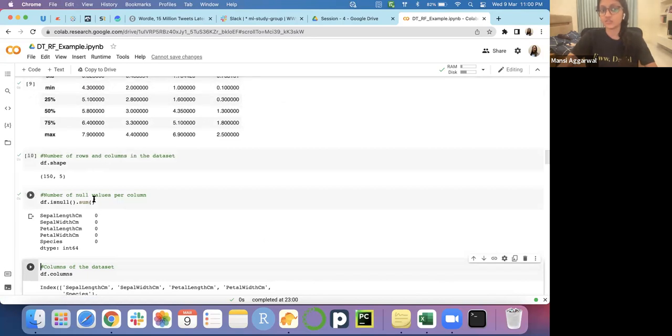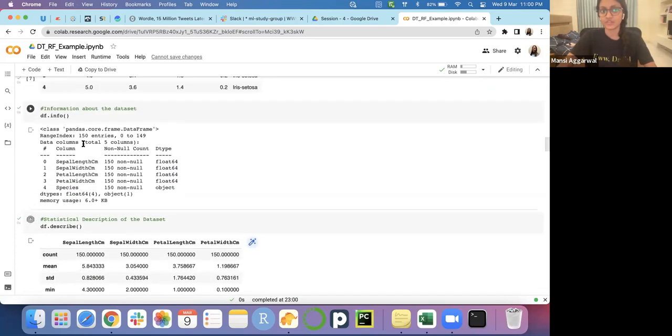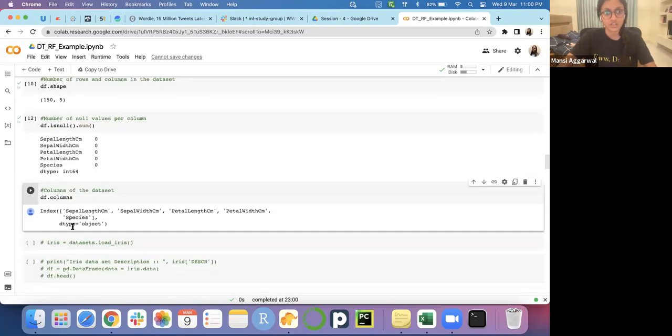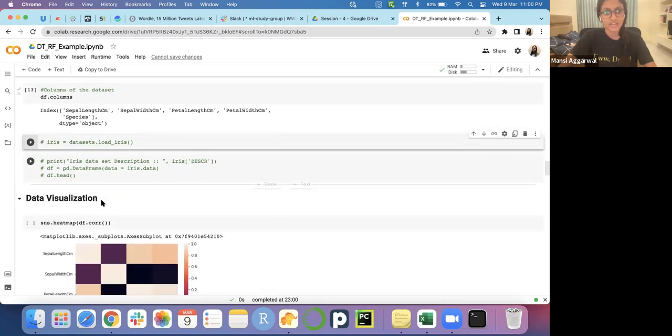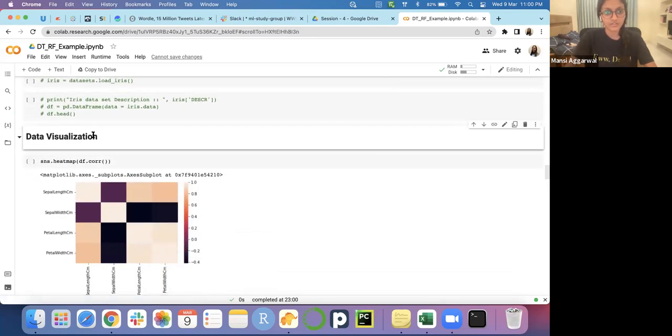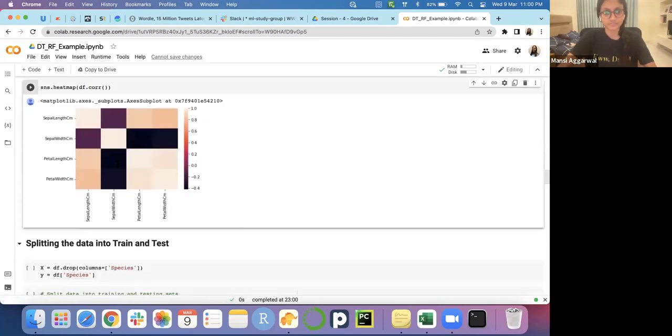So we have 0 true, that means 0 null values in this particular data set, which we also found with the info method. So df.columns will give me the names of the columns, that is the 5 columns that we have. So let's go ahead to the visualization.